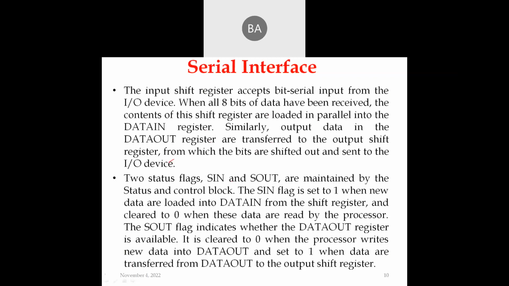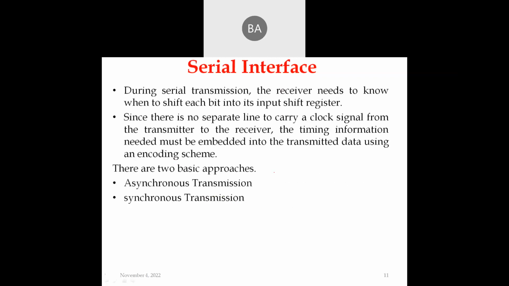Two status flags are used here, SIN and SOUT, maintained by the status and control block. The SIN flag is set to 1 when new data are loaded into DATAIN from the shift register and cleared to 0 when this data are read by the processor. The SOUT flag indicates whether the DATAOUT register is available. It is cleared to 0 when the processor writes new data into DATAOUT, and set to 1 when the data is transferred from DATAOUT to the output shift register. So this is a serial interface.